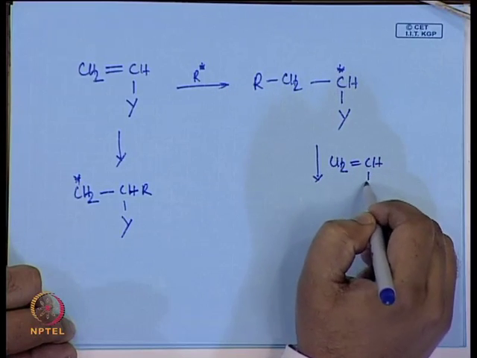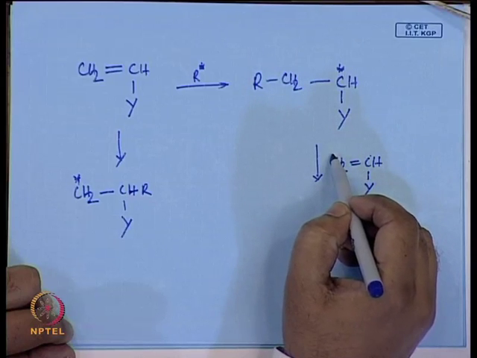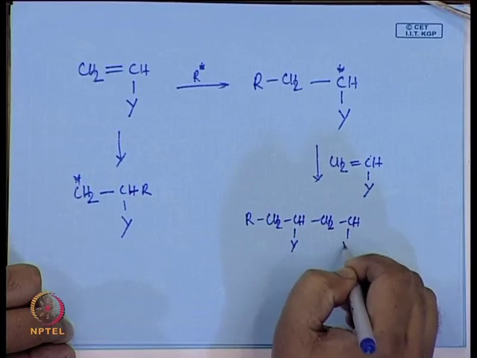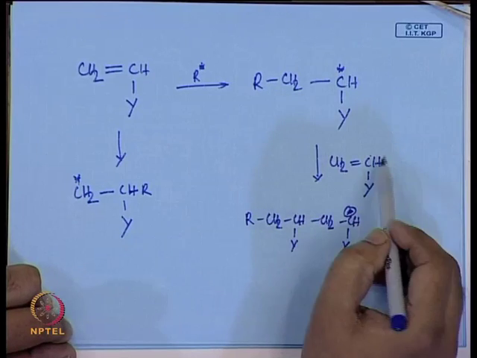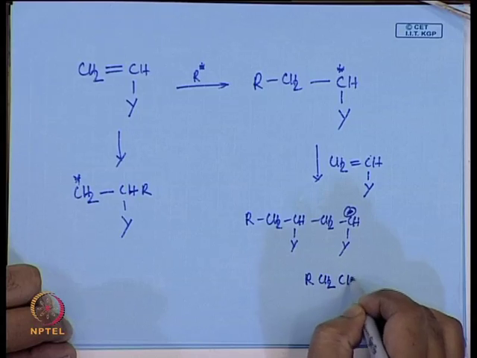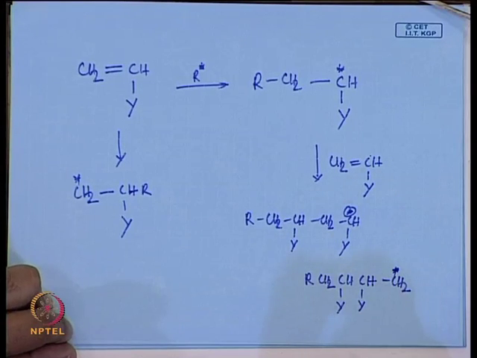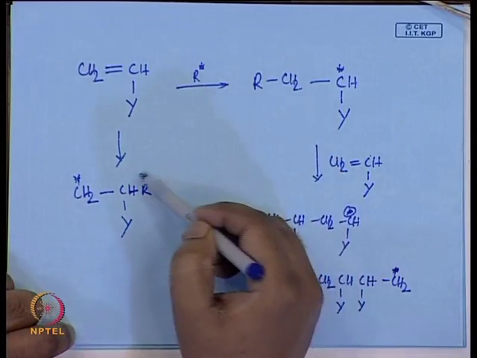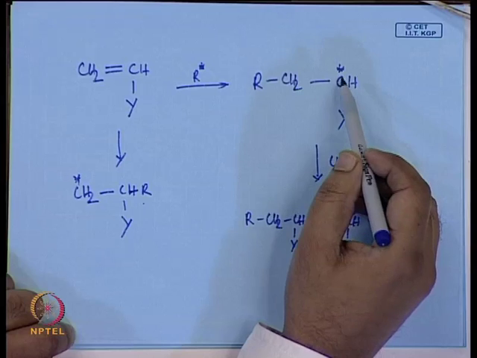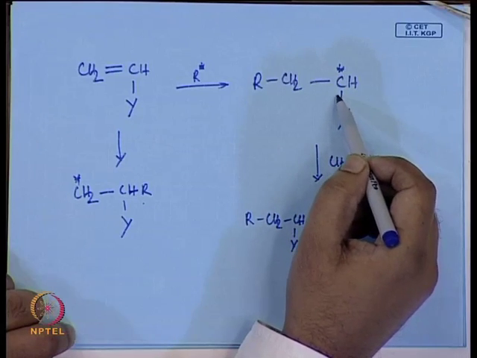Now, how does it propagate? This can react with either of these two carbons in terms of possibilities. So, if it reacts with this, then it forms this; if it reacts with the other side, then it forms a species like this. Now, given these two structures, the fact that this monomer is reacting with this reactant species means that this radical or cation or anion will get stabilized by the substitution Y present.